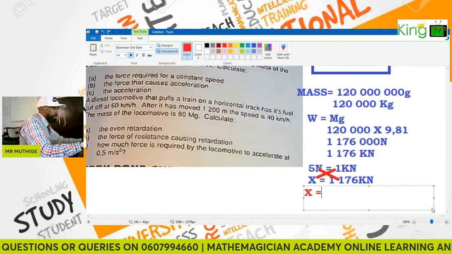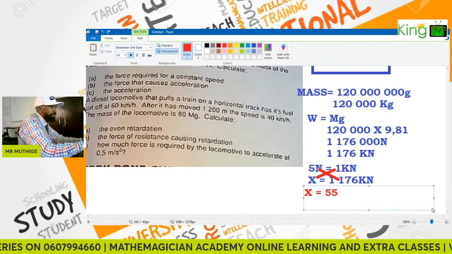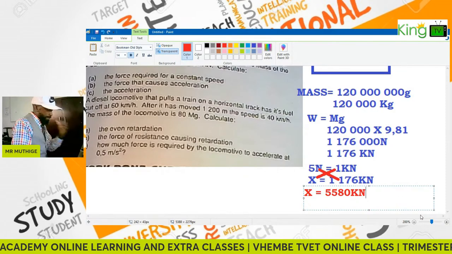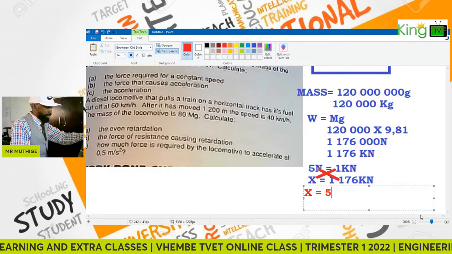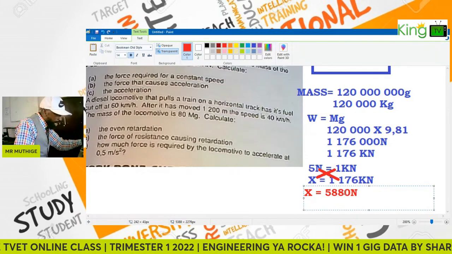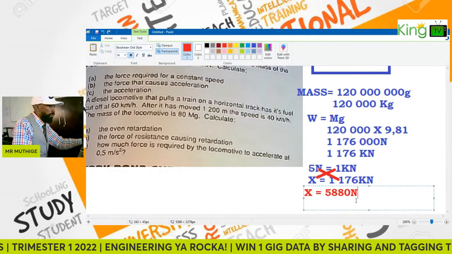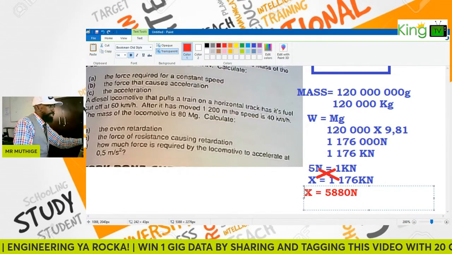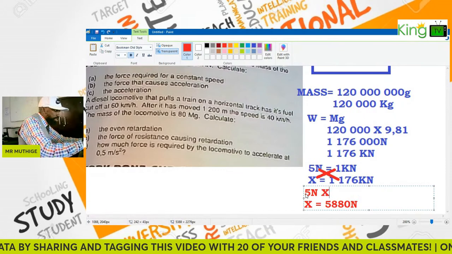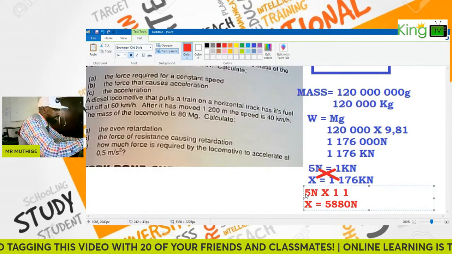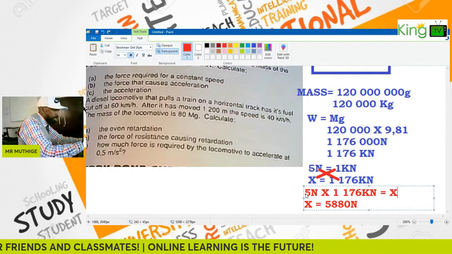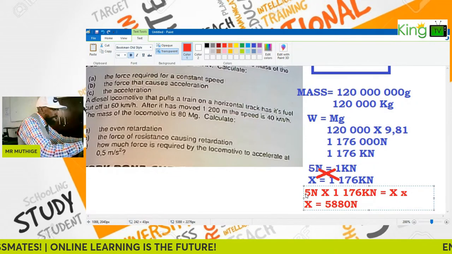5,880 newtons. Isn't it kilonewtons? How do you know? 5 newton times 1,176 kilonewton is equal to x times 1 kilonewton.